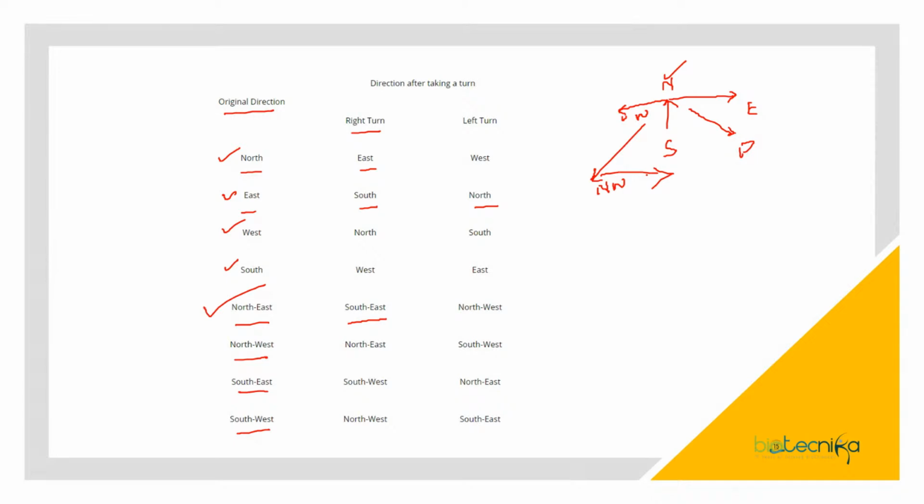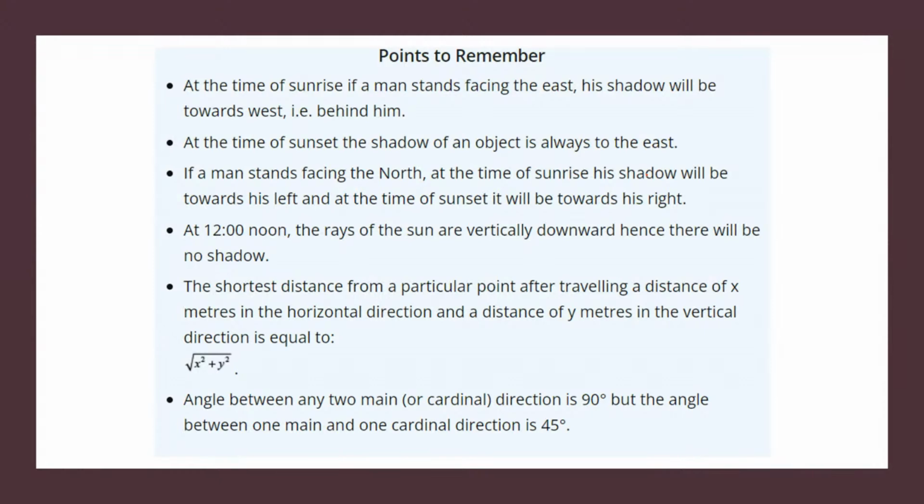Because see, this concept of turn is very important to solve distance and direction questions. So if you are able to understand the right and left turn, then you will easily be able to draw the diagrams. Without drawing the diagram in a distance and direction question, you won't be able to solve the question. Okay, so we'll take an example and we'll see how it helps us. Before that, there are some points to remember which will help you further to solve the questions.